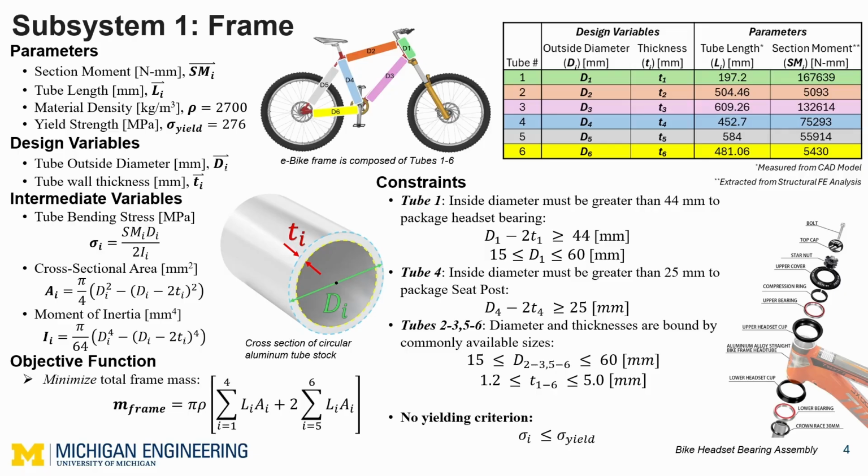Our intermediate variables are tube bending stress, cross-sectional area, and area moment of inertia for each tube. And the objective function of this subsystem is to minimize total frame mass while satisfying dimensional constraints, which we've determined from commonly available tube stock sizing and packaging requirements, all while achieving a stress below yield.